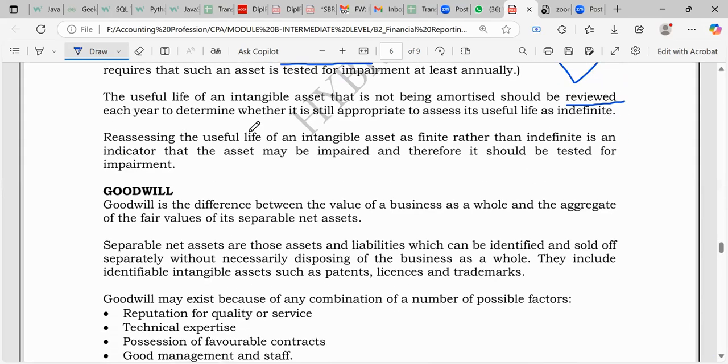So, reassessing the useful life of an intangible asset as finite rather than indefinite. Maybe initially it was indefinite, but after reassessing, you have found that right now it's finite. If it is finite, it means you have to amortize it. And it could also be an indicator that the asset may be impaired and therefore should be tested for impairment. But the good thing is they are all tested for impairment annually. Maybe if you observe it midway in the year, you can say, okay, I've observed it now and I'm doing the impairment test now.